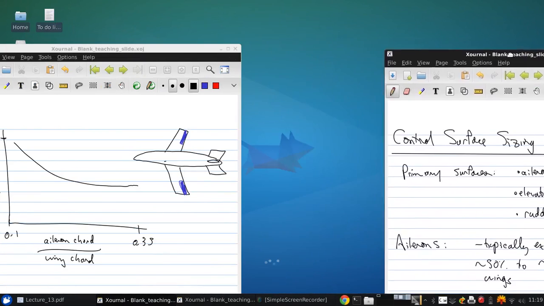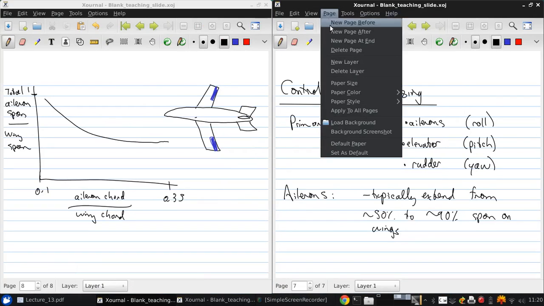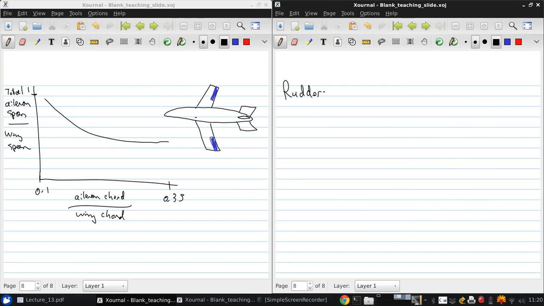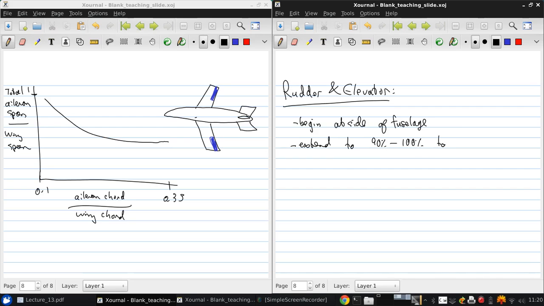Now, for both the rudder and the elevator, we can use similar guidelines. These generally begin at the side of the fuselage and extend to between 90 and 100% of the tail span. And their chordwise extent is usually 25 to 50%.